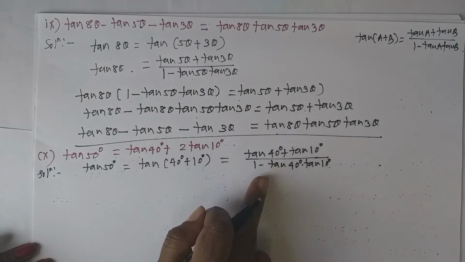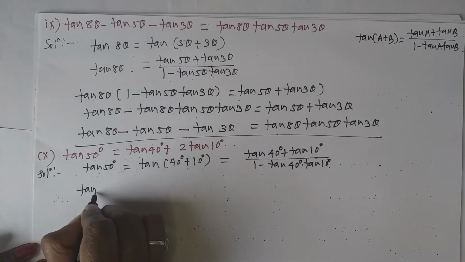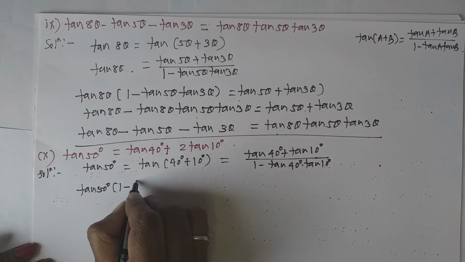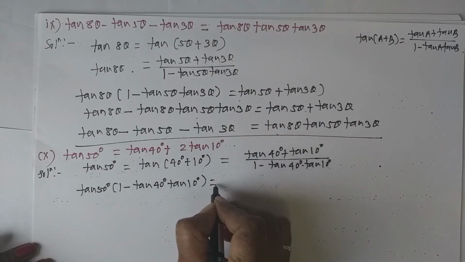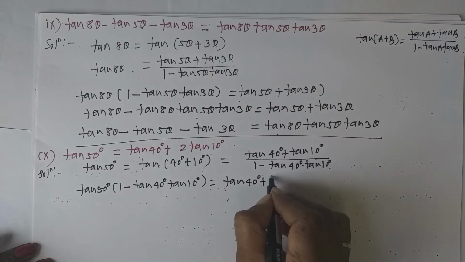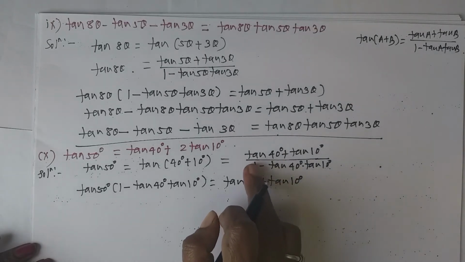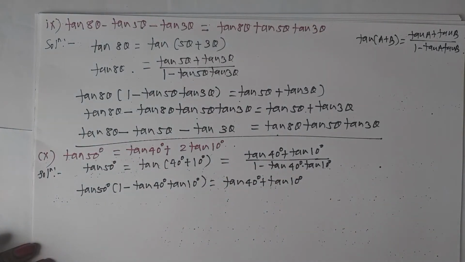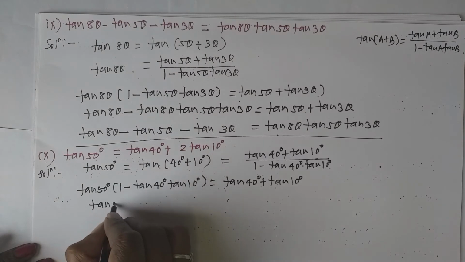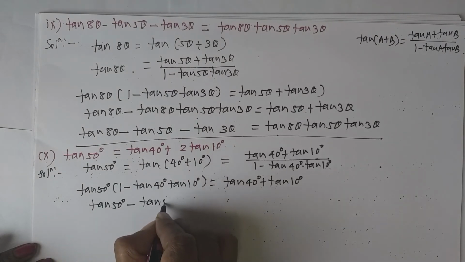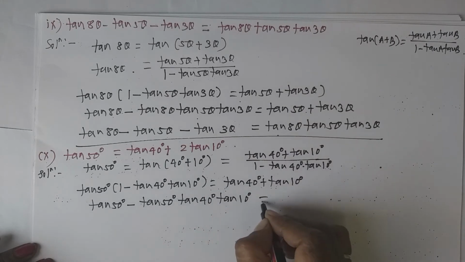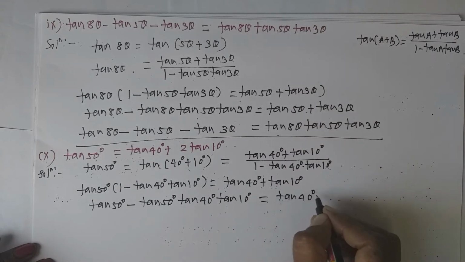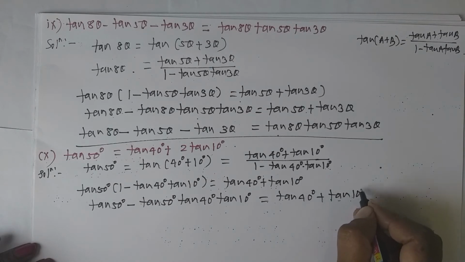Okay. Now I will transfer this to this side. Then this tan 50 degree times 1 minus tan 40 into tan 10 degree is equal to tan 40 plus tan 10 degree. I am transferring this term to this side. Okay. Now open the bracket. This is tan 50 degree minus tan 50 tan 40 tan 10 degree is equal to tan 40 plus tan 10 degree.